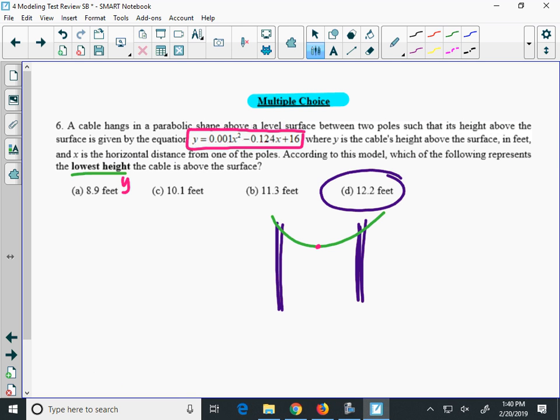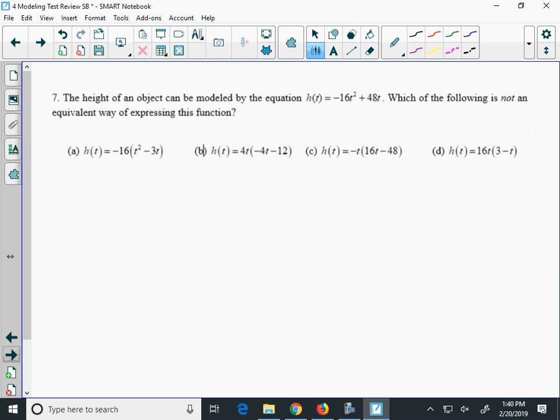All right, finally, number 7, the height of an object can be modeled by the given equation, which is not an equivalent way of expressing the function. Well, there's a couple ways to do this. My suggestion would be just to multiply and distribute, all right? Because all these answers in the multiple choice look like they're just factored, and I want to get rid of the parentheses so that I can look similar to this equation.